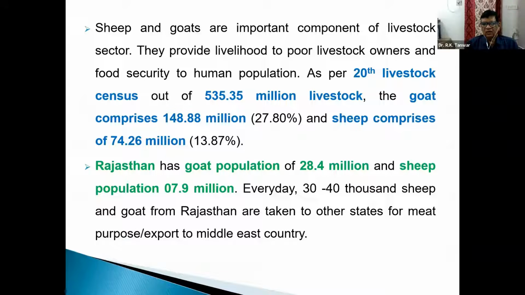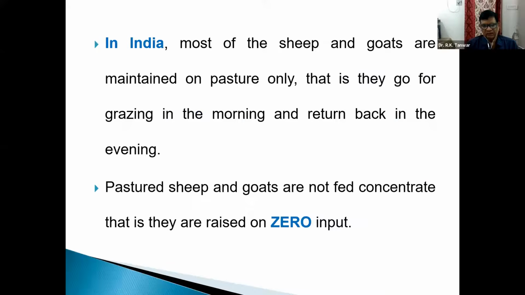Sheep and goats are important components of the livestock sector. They provide livelihood to poor livestock owners and food security for the human population. As per the 20th livestock census, out of 535 million livestock, goats comprise 148.88 million, whereas sheep comprise 74.26 million. Rajasthan has a goat population of 28.4 million and a sheep population of 7.9 million. Every day 30 to 40,000 sheep and goats are taken from Rajasthan to other states for meat purposes or export to Middle East countries.